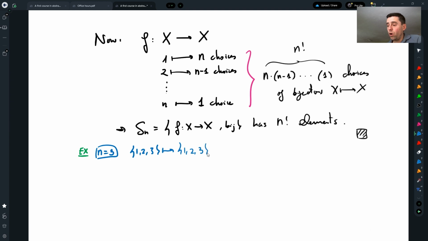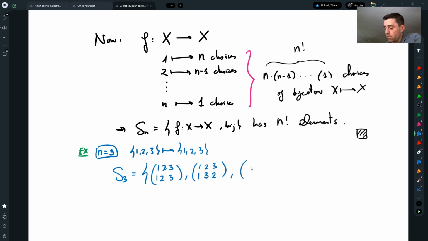And I'm looking for all such bijections. Then S3 are, well, the possibilities are 1, 2, 3 goes to 1, 2, 3, that is the identity. Then 1, 2, 3 goes to, let's keep 1 fixed, and if 1 is fixed, then the other possibility is that 3 and 2 get permuted.